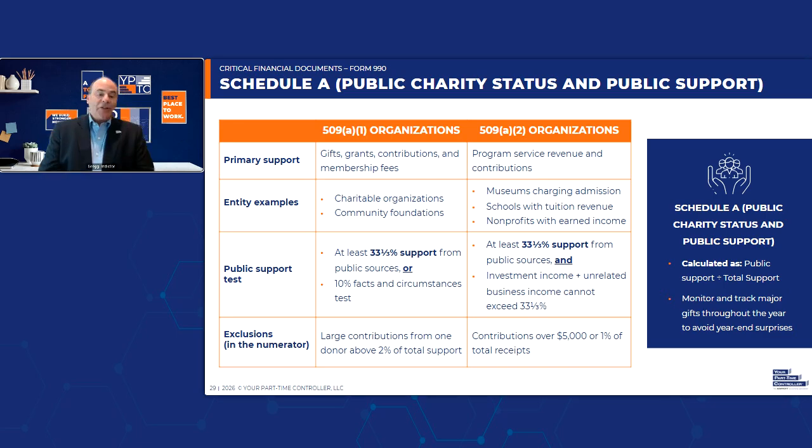This monitoring matters because if you fail the public support test for two consecutive years, that could result in the loss of your public charity status, and you'll automatically be reclassified as a private foundation. So this is one area where waiting for year end really could create a problem. If there are issues, it's going to be much harder to fix that as opposed to monitoring this during the year and being able to address potential issues in real time.